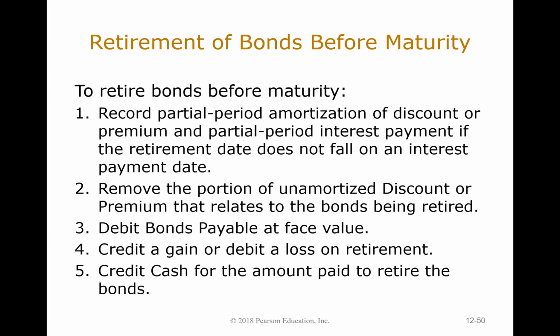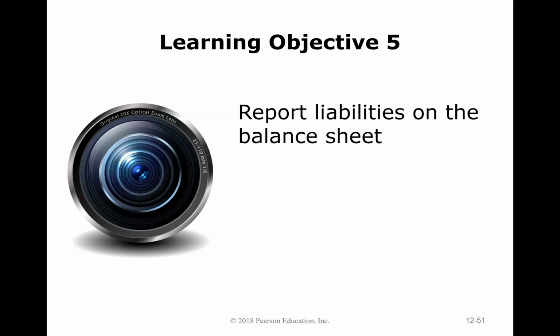So when we retire before maturity, we have to record the partial period amortization of the discount or premium and partial period interest that we've accrued up to this point. We have to remove the unamortized discount or premium, and we have to debit the bonds payable at face value. This is very similar to gains or losses on assets that we've seen in the previous chapter.